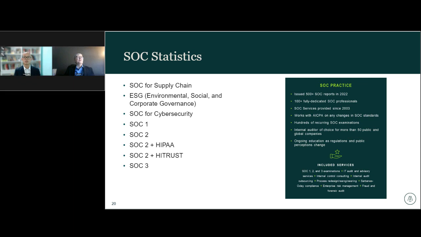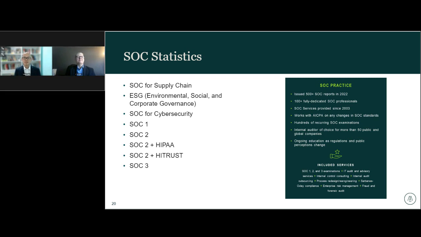Last year alone, we issued 500 SOC reports. There are 100 fully dedicated SOC professionals. Moss Adams has been providing these types of services since 2003. Due to our size and the market share that we have, we work with the AICPA on any changes they're going to be making on SOC standards.